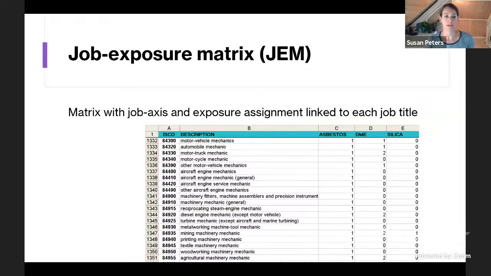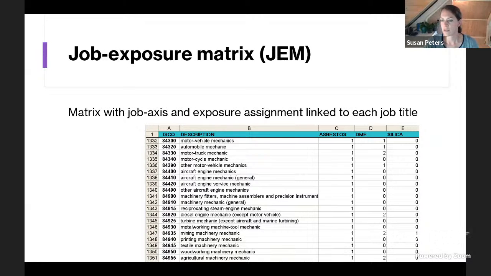So how does a JEM actually look? Well, it's very simple. Basically, you just have a list of jobs. So here's an example. Please don't look at the exact numbers, but just to give you an idea. So you have a list of ISCO codes. This is a job coding, it can be different systems. ISCO is an international system that we often use and often see in JEMs.